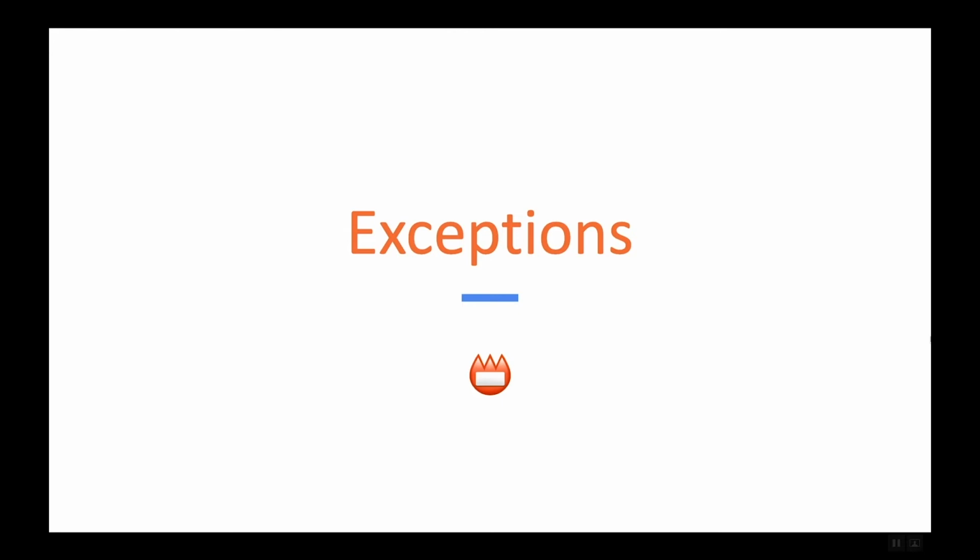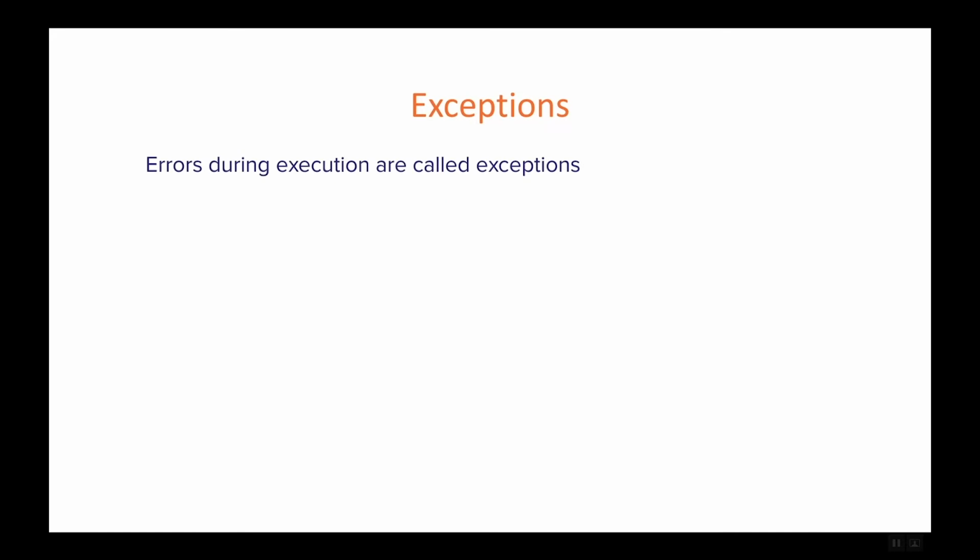All right, so let's talk about exceptions. Now, what are exceptions? Well, if you've worked with any software development language before, you will know what exceptions are. Basically, exceptions are some errors that happen during the execution of your program. So errors that happen during the execution are called exceptions, okay?